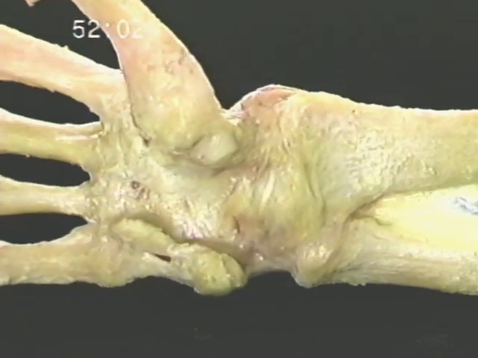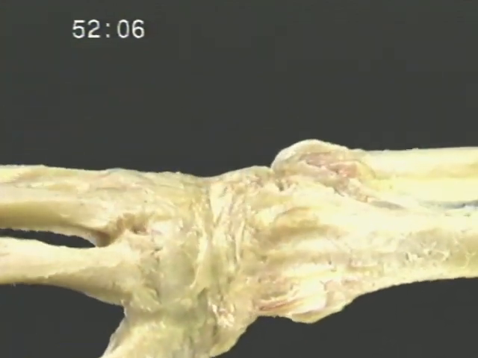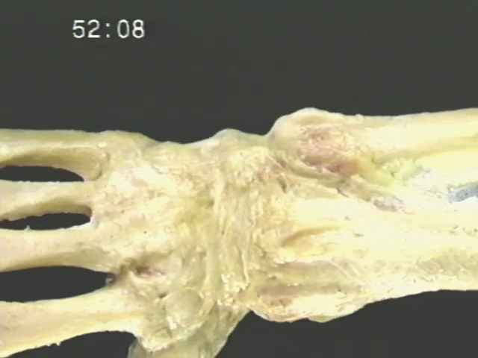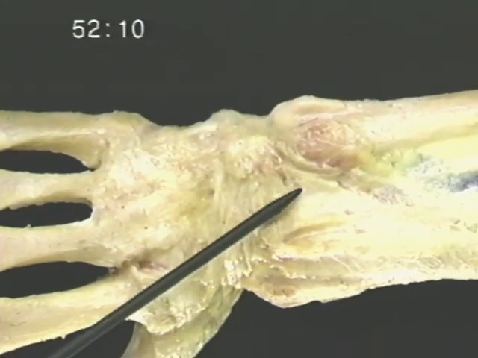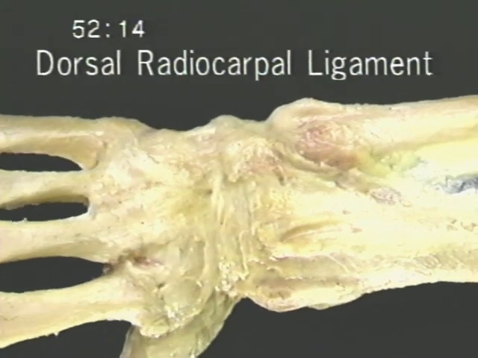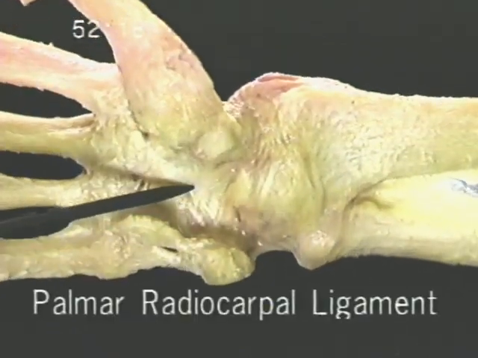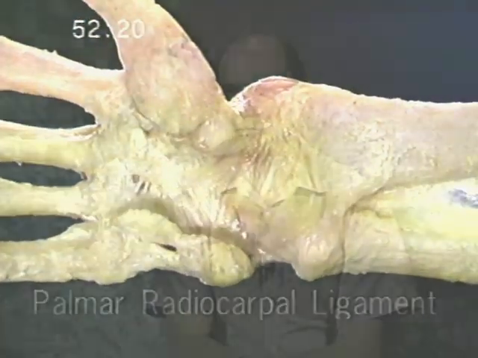Here's the wrist joint with the joint capsule intact. The joint capsule is thick and strong all the way around the joint. On the extensor aspect, the capsule forms the broad dorsal radiocarpal ligament. On the flexor aspect, it forms the palmar radiocarpal ligament.